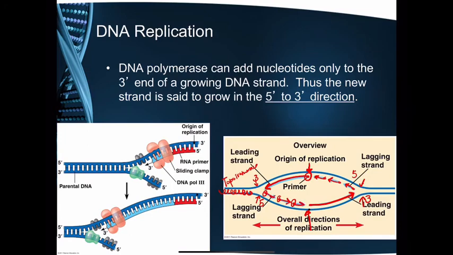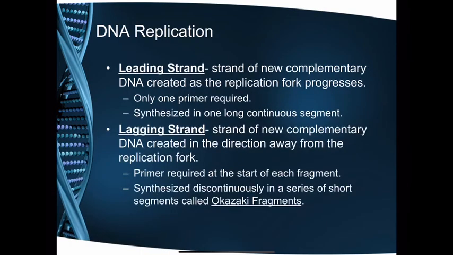And those are referred to as the lagging strand. So let's talk about these. The leading strand is created as the replication fork progresses. You only have to have one primer for each leading strand, and it's synthesized in a long continuous segment, as we just saw in that picture.